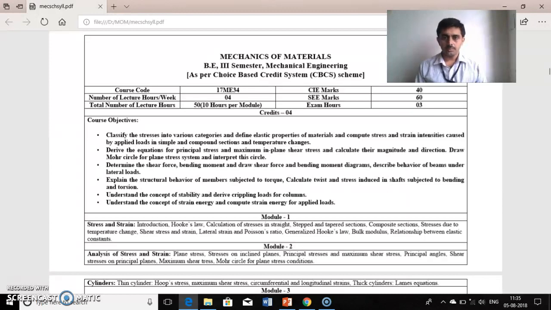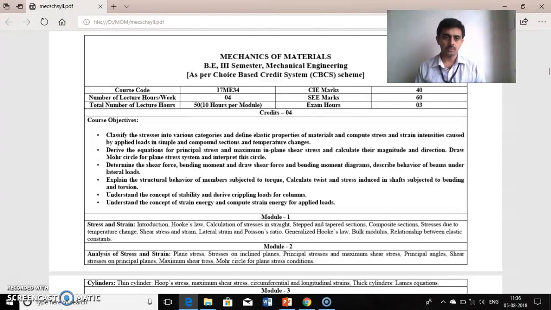These lectures are prepared based on the Visvesvaraya Technological University syllabus, which is mentioned on the screen. As you can see, it is the choice-based credit system (CBCS). This is taught in the third semester. The course code is 17ME34. Lecture hours is 50, when it is taught in the normal chalk and talk method. The examination details are also given there.